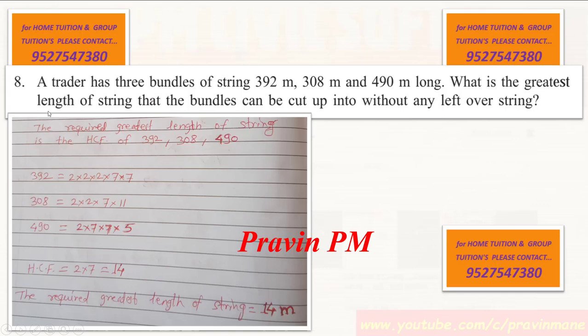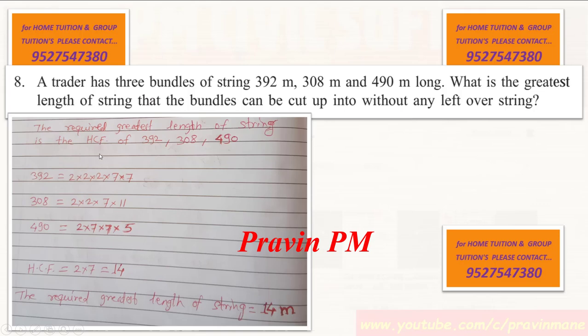Now question number 8. A trader has 3 bundles of string: 392 meter, 308 meter and 490 meter. What is the greatest length of string that the bundles can be cut up into without any leftover string? Its solution: the required greatest length of string is the HCF of 392, 308 and 490.